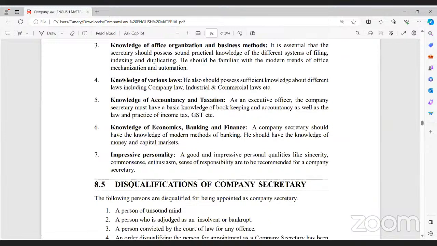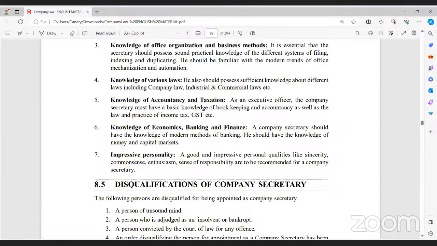Next, knowledge of various laws, because he is the one who has to see whether the organization is following all its activities as per the company's act, rules and regulations. He should have knowledge of the acts connected with the firm: corporate laws, labor laws, industrial laws, and the different acts and laws within which the firm works. Basic knowledge of all these laws must be held by the person acting as company secretary.